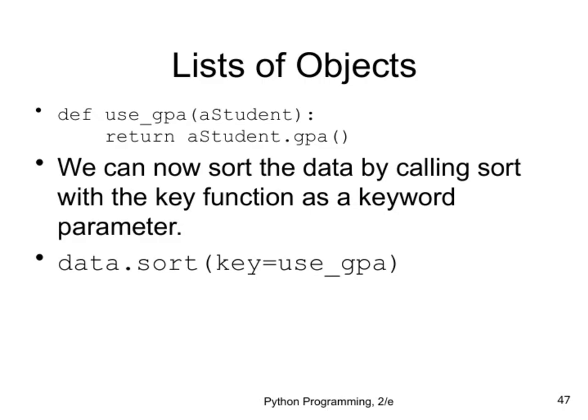Here, we've defined a simple function called useGPA, which takes a student object and returns its GPA by calling student.GPA. This function acts as a key extractor. We can then pass this function to the sort method as the key parameter. When we do that, the list will be sorted based on the GPAs of the students.